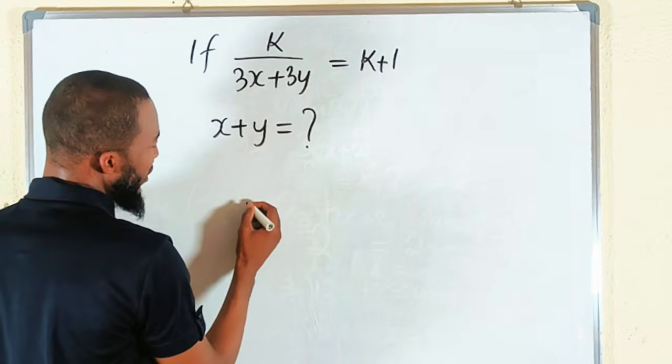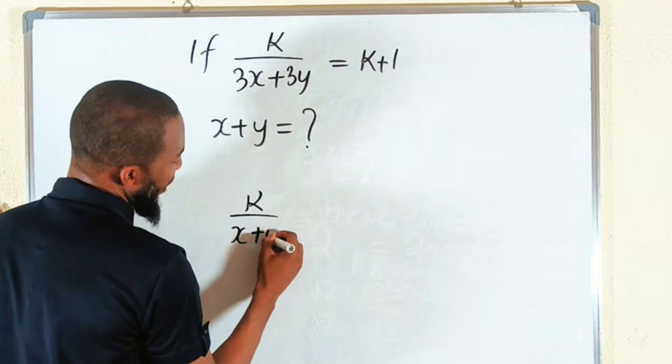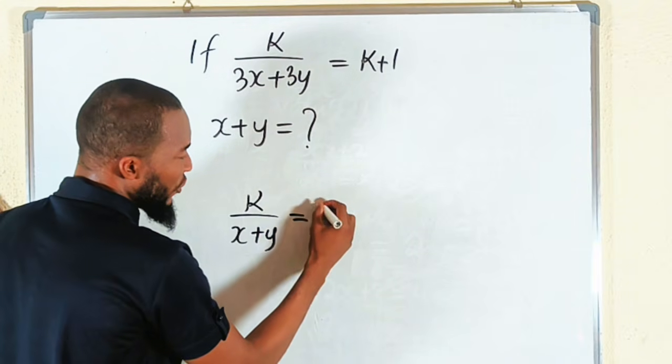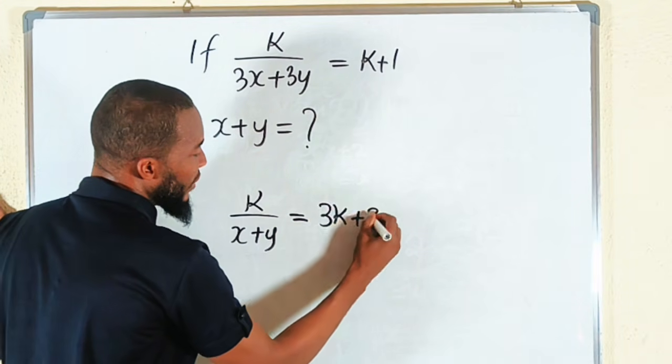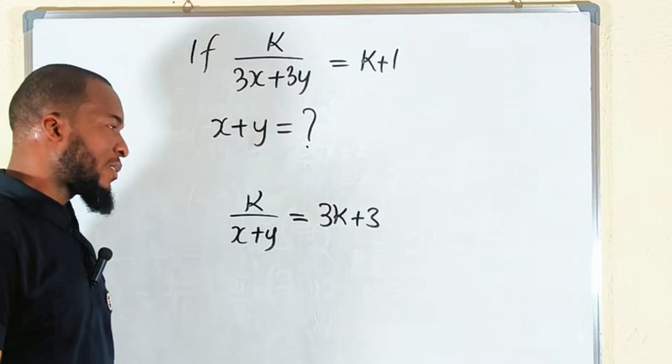If you multiply both sides by 3, you have k divided by x plus y. So I can now see my x plus y, which I am looking for. This is equal to 3k plus 3 if you multiply the right hand side by 3. So what do we do next?